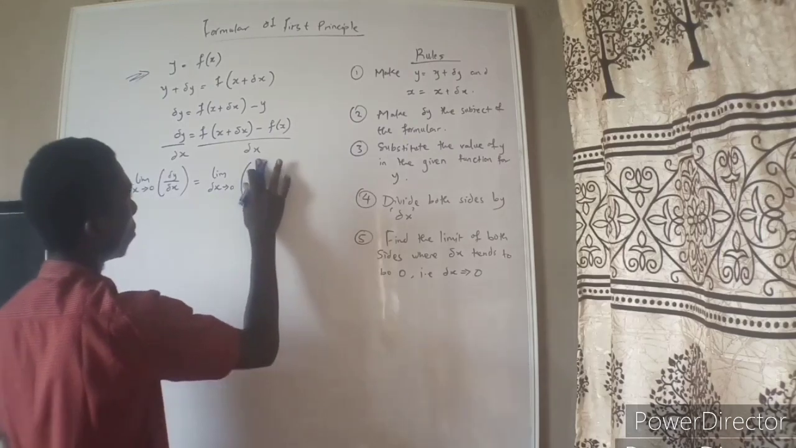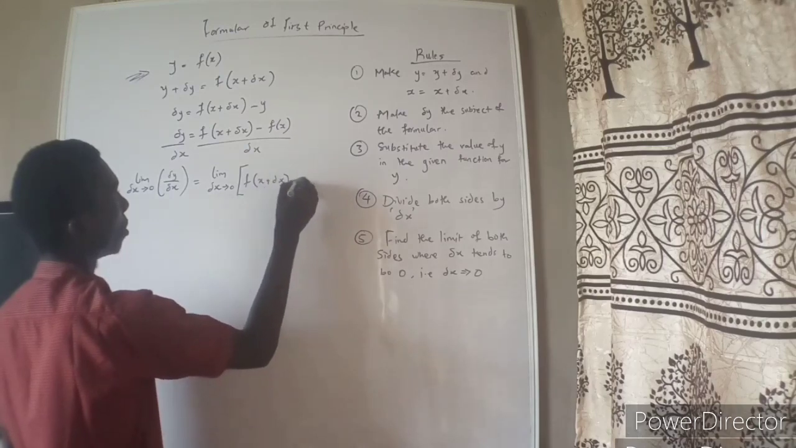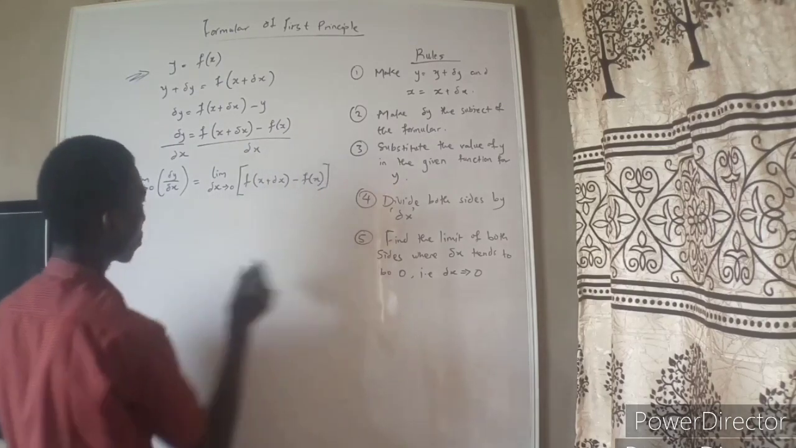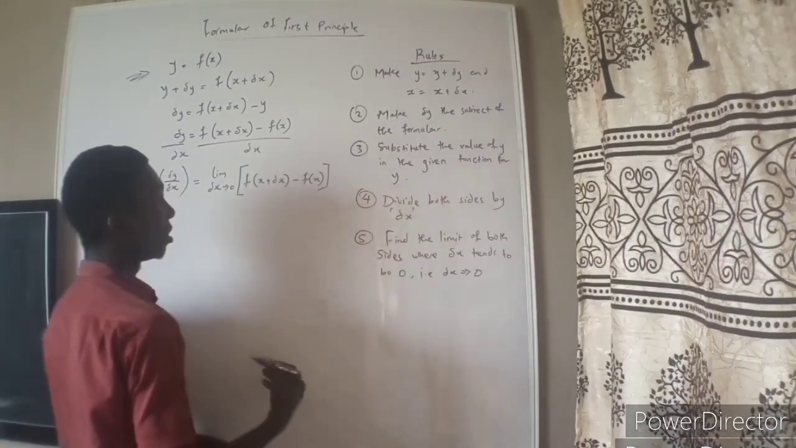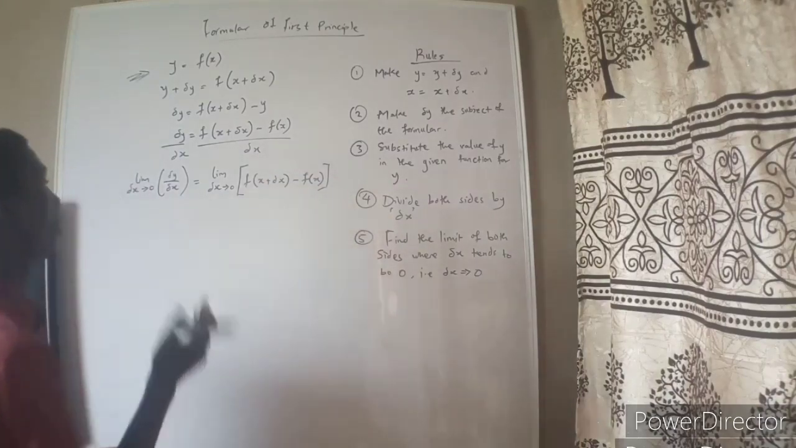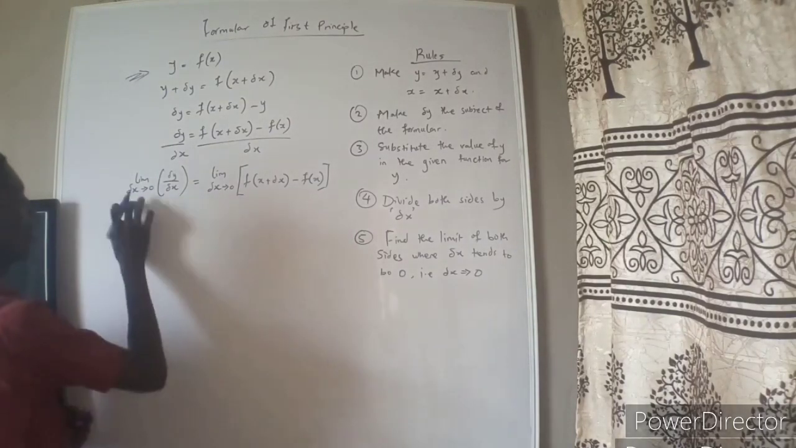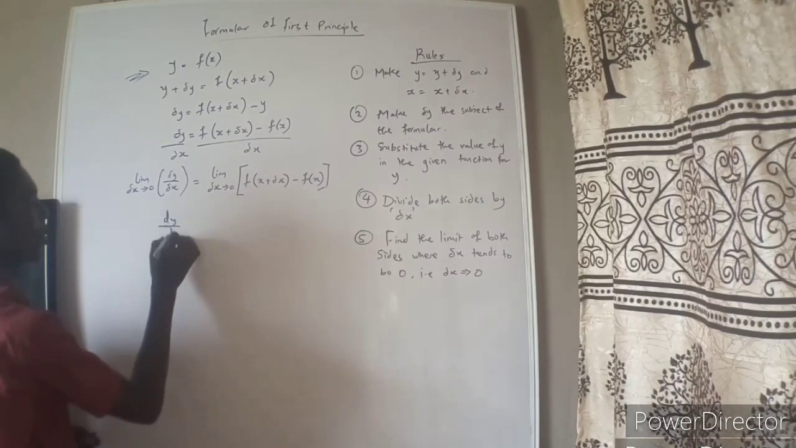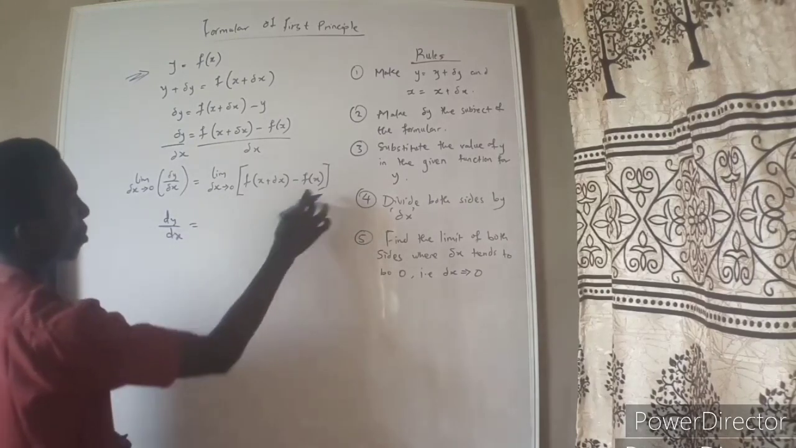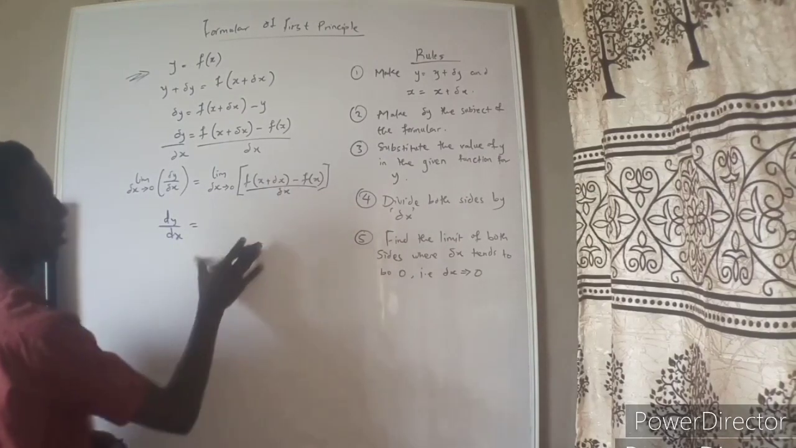So f of x plus delta x here minus f of x. And mind you, in our previous video where we treated limits, introduction to limits, which I'll drop the link to in the description below, you find out how this became that. So you can just go and check in case we've not gotten that. Once we limit delta x, the change in y becomes dy over dx, which will be equal to the limit of the expression all over delta x here.